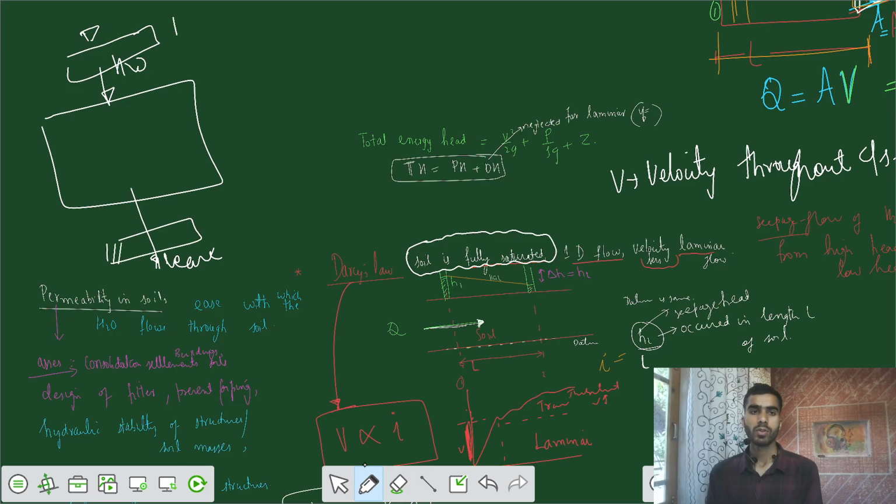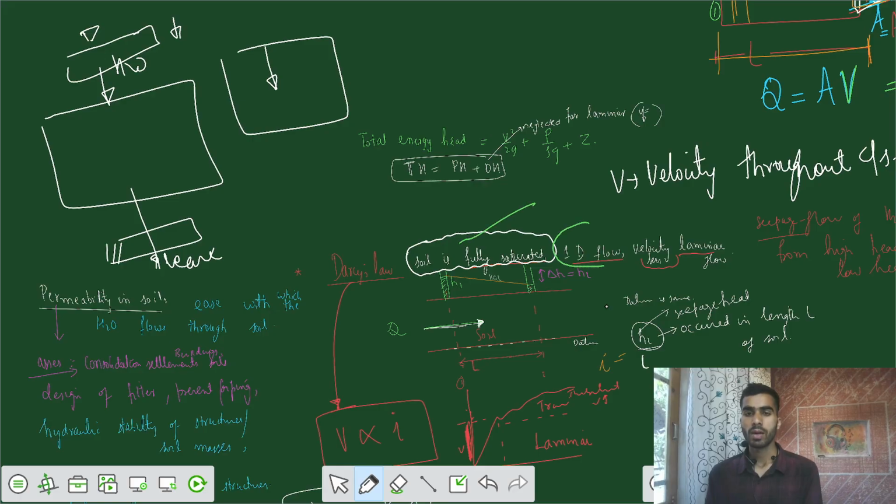Otherwise, if you perform that lab test, some of the water would be taken up by the soil in order to get saturated. So your readings would get disturbed. You would ask, what's happening with the soil? That's why this is one of the assumptions, that I want the soil to be fully saturated.